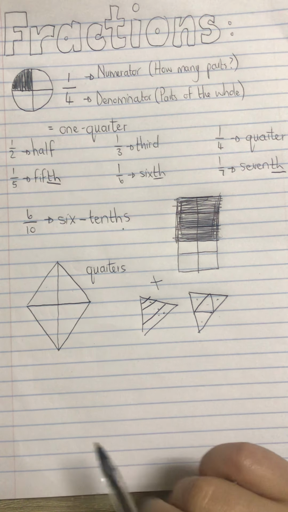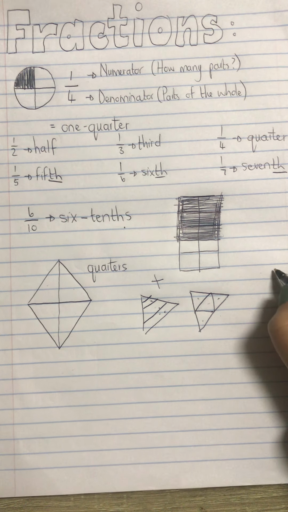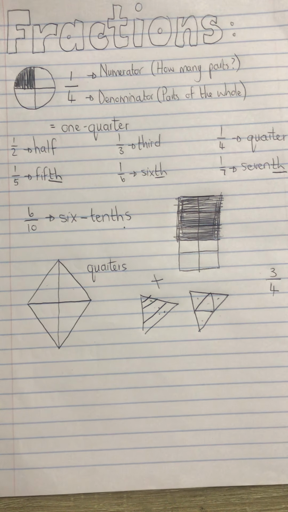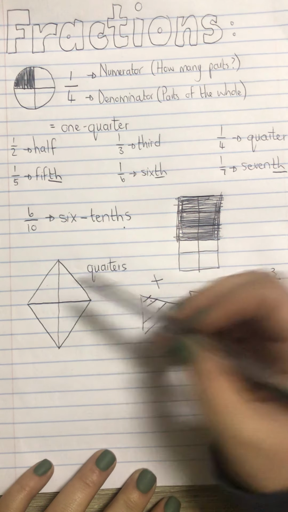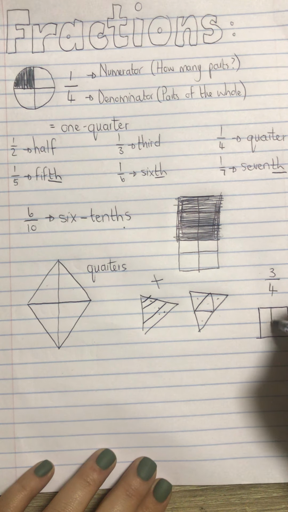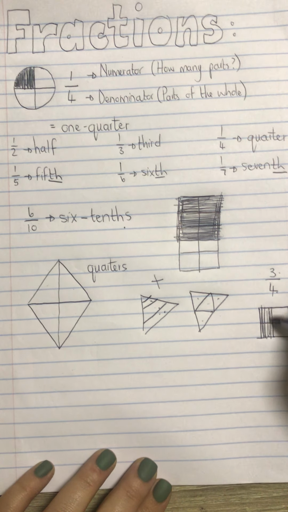So that is also something you will have to do. If I tell you draw your own shape, show 3/4, you will have to be able to draw any, let's say you chose a square, divide it into 4 parts of the whole and shade 3. You will have to be able to do this as well.